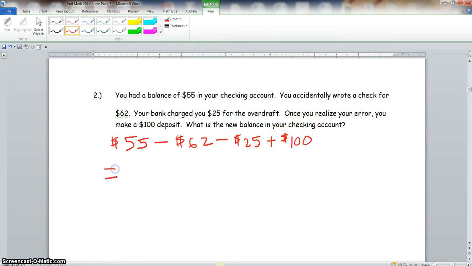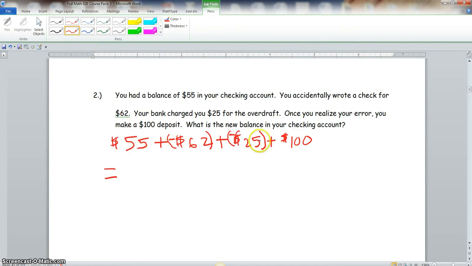So now we will add here. Now what we could do is this. We know that this is subtraction, but in keeping with how things are done with this section, this will actually be plus a negative $62 plus a negative $25, just to keep in line with this section here. It should be a negative $25.